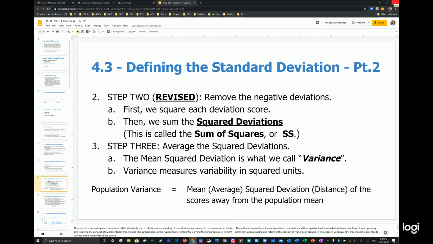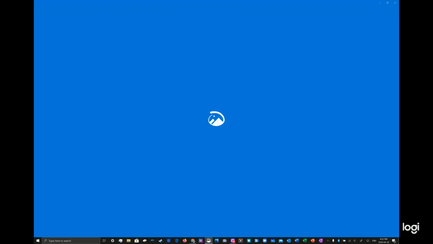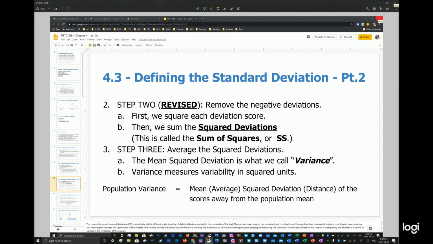Which leads to a revised step 2. We're going to remove the negative deviations by getting this, which, as we discussed, is squaring the deviation scores, which you use for sum of squares. And then you're going to square root it later on. So this is the process we want.